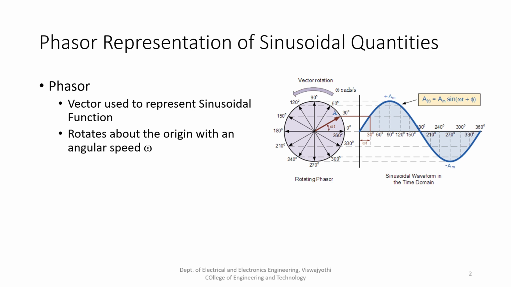Consider a phasor A, magnitude A, rotating at an angular speed omega radian per second in the anti-clockwise direction. The vertical projection of the phasor at each angle is made on the vertical axis, and when these are drawn connected, we will get a sinusoid.